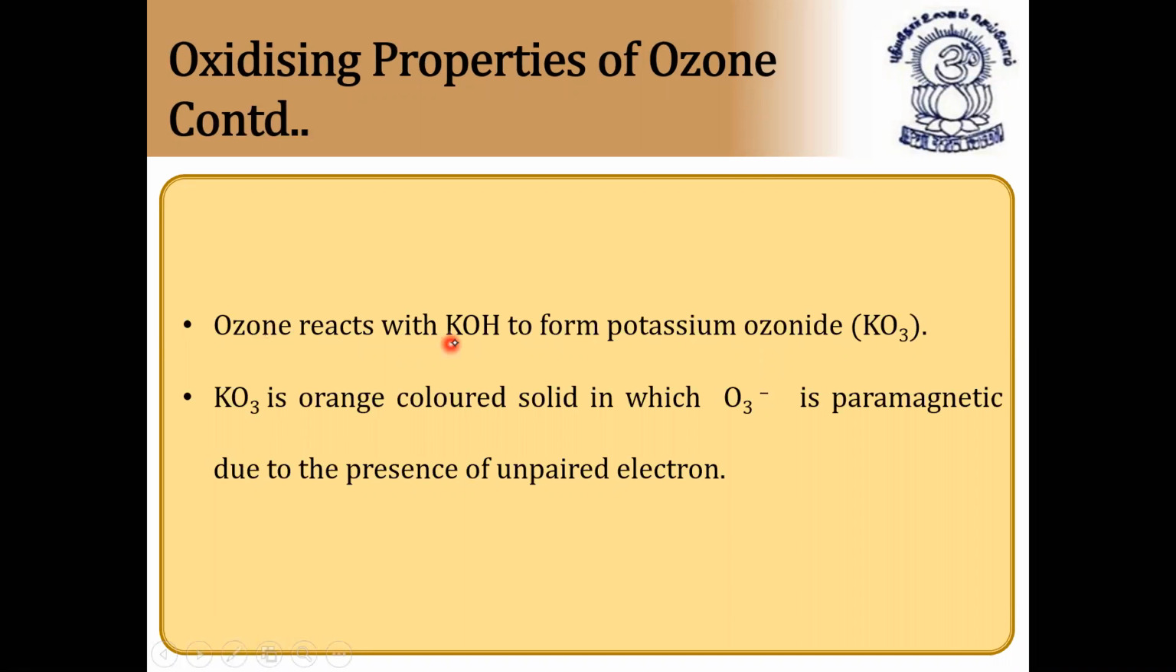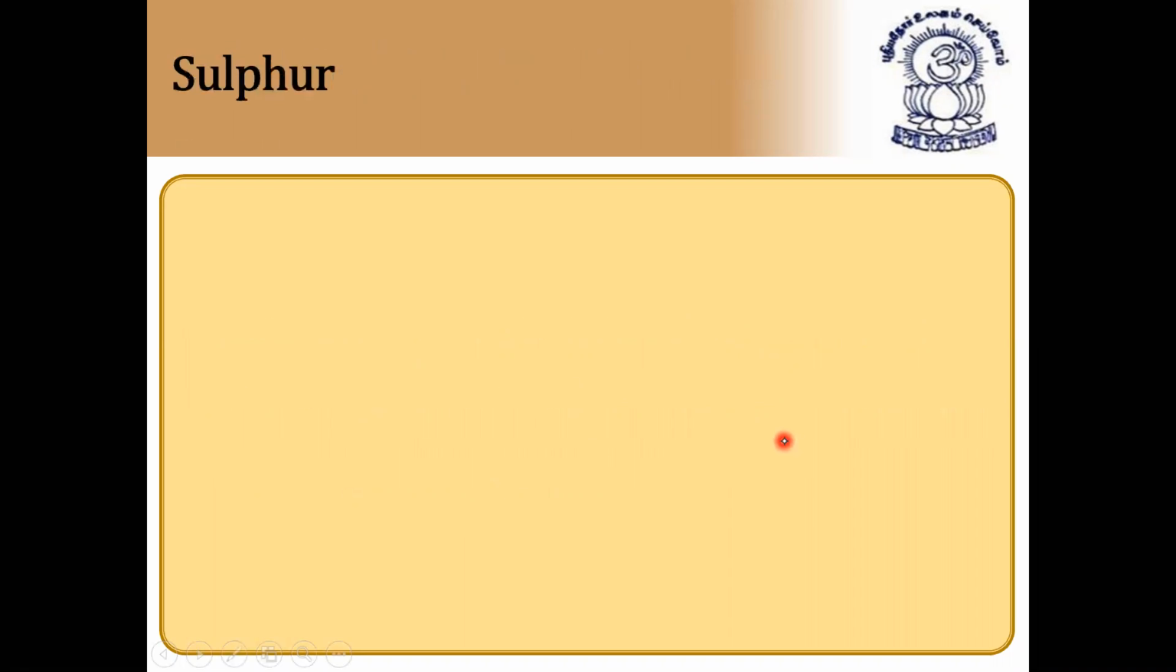Ozone reacts with potassium hydroxide to form potassium ozonide, KO3. KO3 is an orange colored solid in which O3 minus is paramagnetic due to the presence of an unpaired electron.